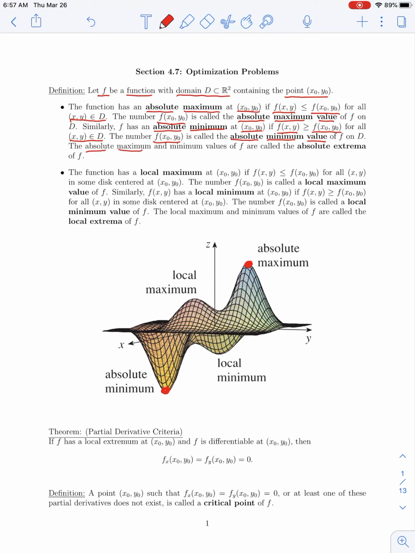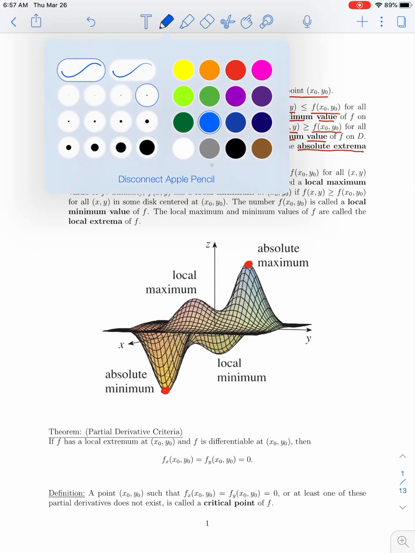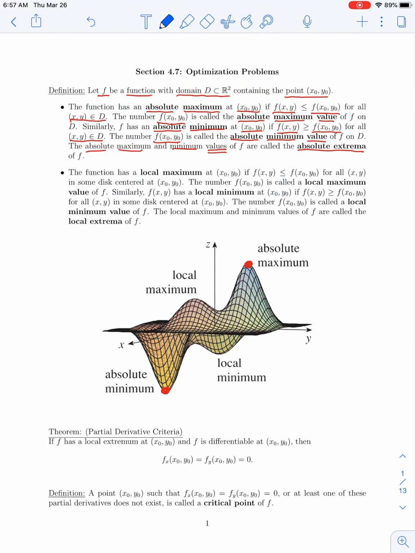Now, a little extra terminology that goes along with this. Together, we would say that the absolute maximum and minimum values of our function are called the absolute extrema of that function. Now, in a similar way, we can define local extrema.